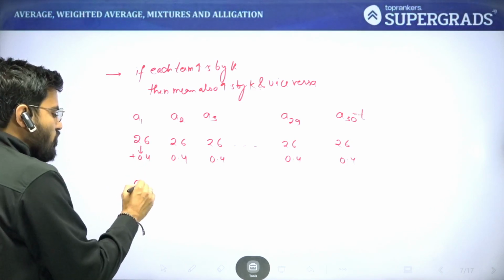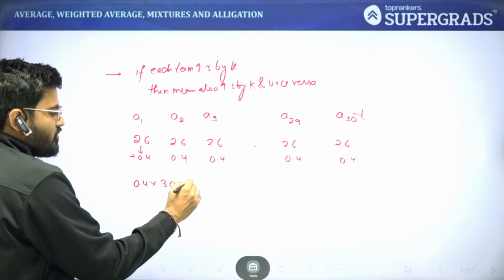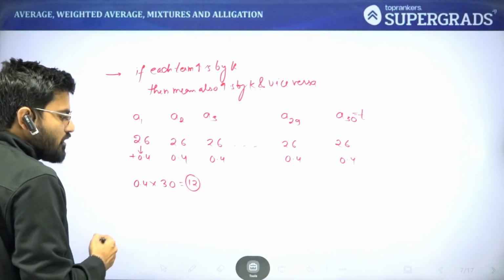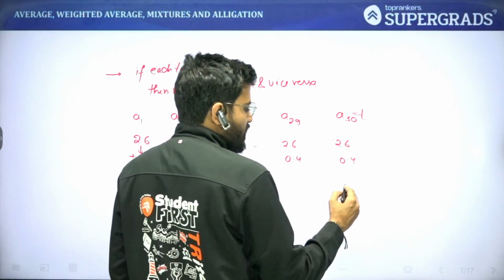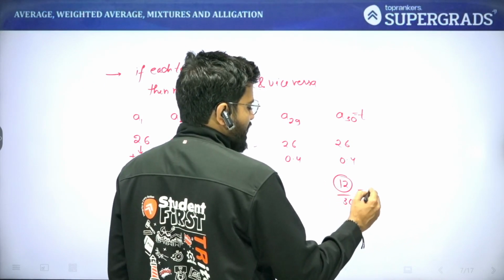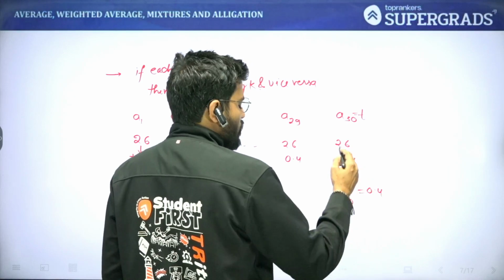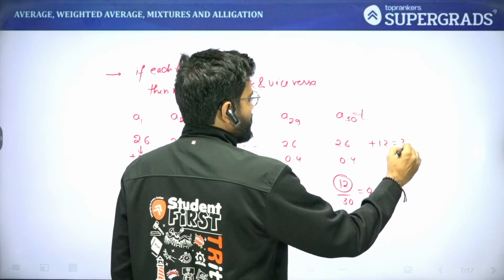So 0.4 multiplied by 30 is how much? 12. So how much extra did the teacher get? The teacher got 12 extra, which was divided among 30 students as 0.4 each. So what is the age of the teacher? 26 plus 12, which is 38.